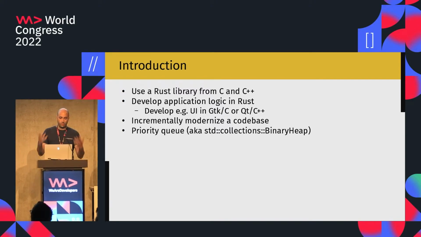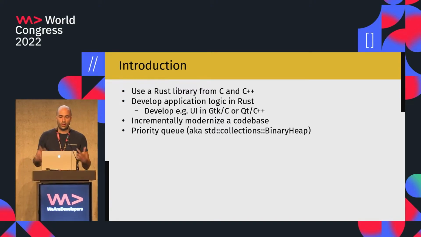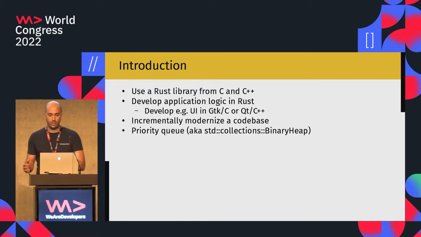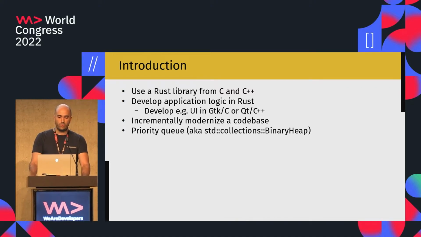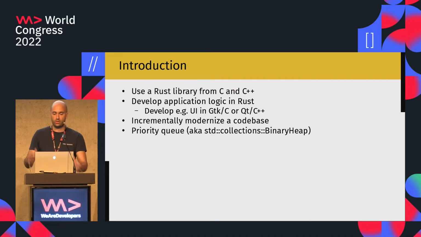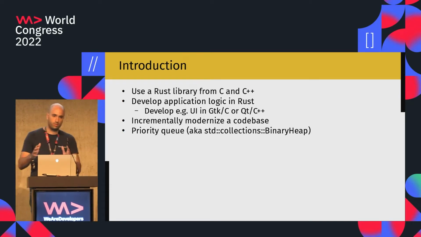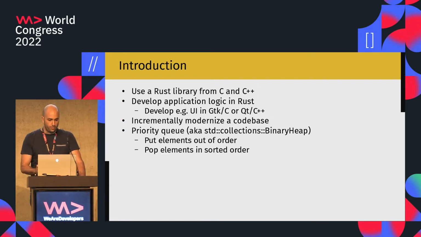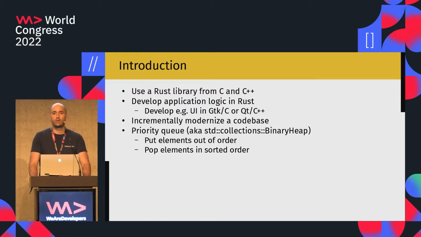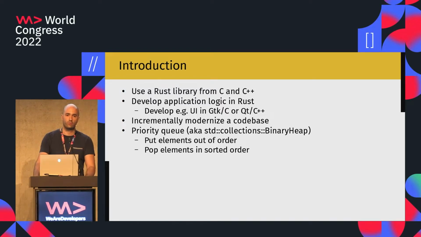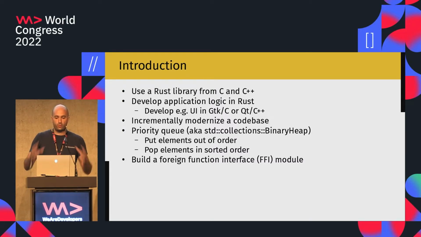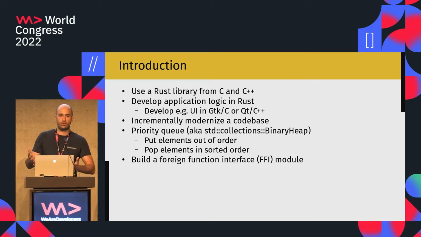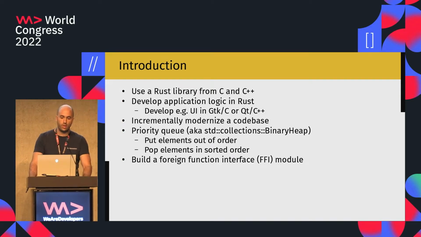I will be using a priority queue as a working example. The priority queue is backed by the binary heap implementation available in the Rust standard library. The reason I chose the name priority queue is to not confuse between the memory heap and the binary heap. A priority queue works by putting elements into the queue out of order, and when you pop them out, they come out in sorted order. What we will do is build a foreign function interface, FFI for short, around our priority queue implementation.